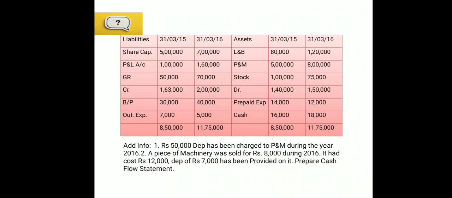Now coming to the additional information. We have rupees 50,000 depreciation charged to plant and machinery. Depreciation is your non-cash item, so definitely we'll deal with this in your cash flow from operating activities.